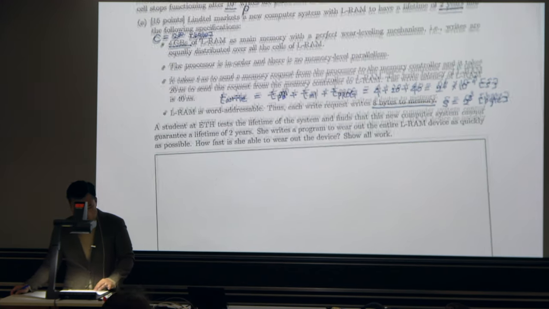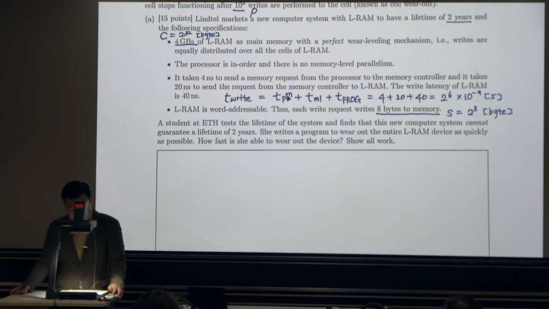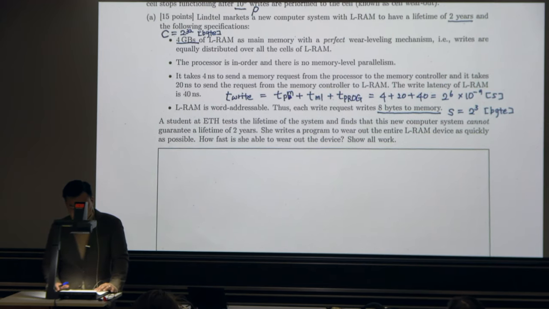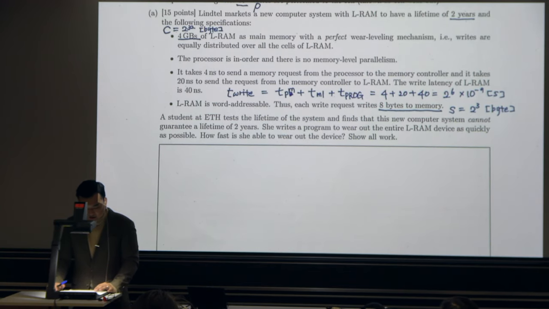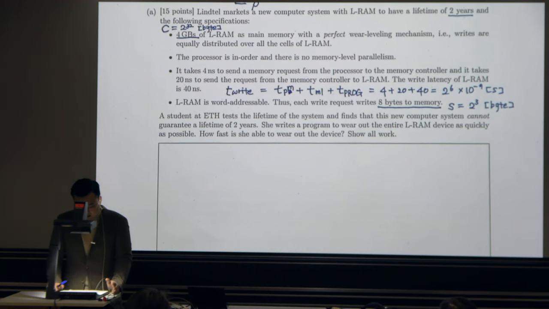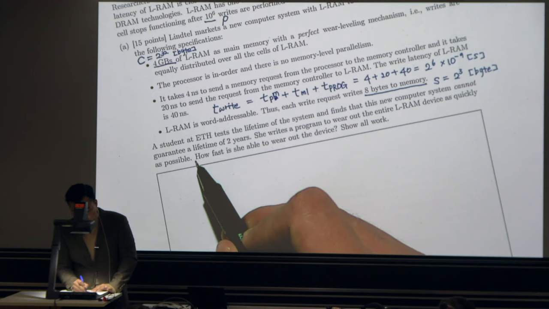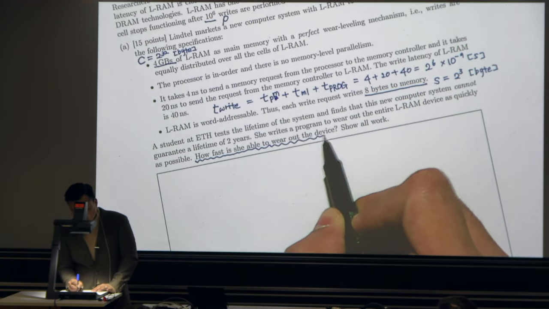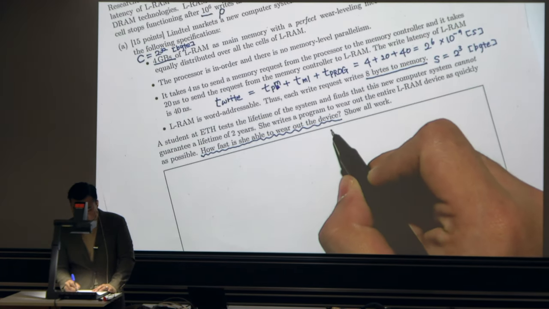Okay, the final question is, an ETH student tests the lifetime of the system and finds that this new computer system cannot guarantee a lifetime of 2 years. So she writes a program to wear out the entire LM device as quickly as possible. It is finally asking how fast she is able to wear out the device. It means this is the guaranteed lifetime in the worst case, right? So I will put this as T.